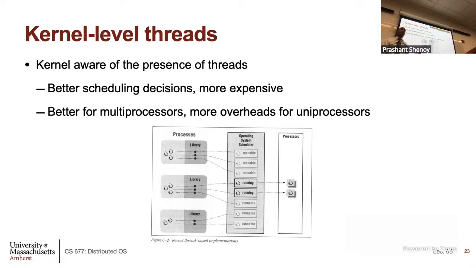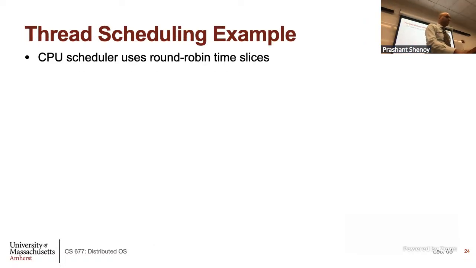But it will have more overhead because the kernel has to be involved in creation and deletion of threads. So thread creation is a system call in kernel level threads. It's a library function call in user level threads. Much cheaper in user level threads than in kernel level threads, but you get some advantages. The other disadvantage, of course, is that you are bound by whatever the OS scheduler policy is. You can't pick your own policy like you could in user level thread packages. Is that clear? Okay. All right.